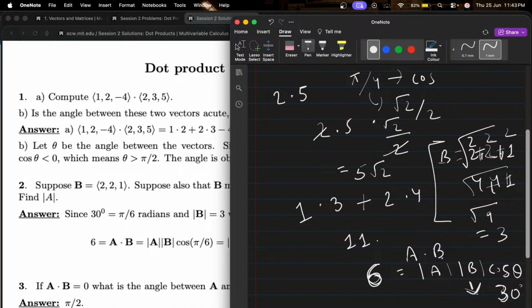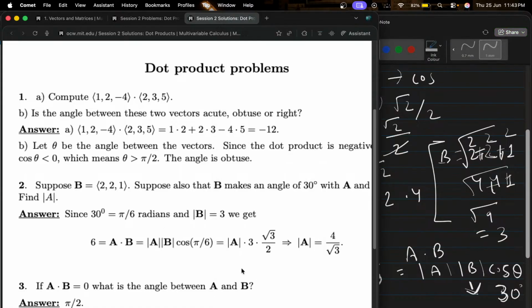And cos 30, I have to revise. Oh, trigonometry, advanced trigonometry, not even advanced. Okay, pi by 6. It comes up to pi by 6. So yeah, here we have all the required terms.